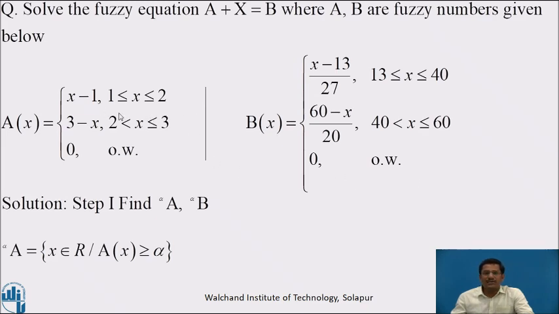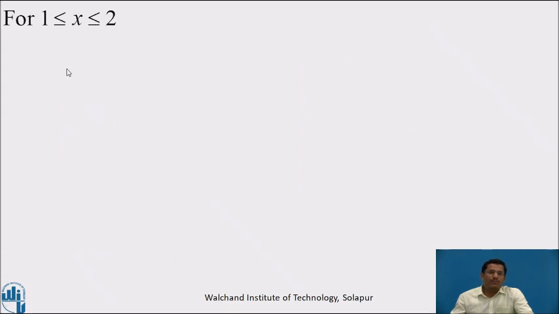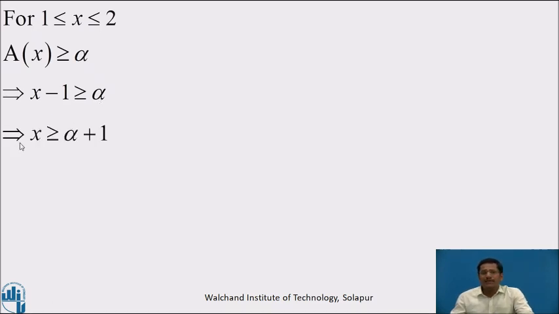Now the first range for the fuzzy number A is from 1 to 2. In this range, we want the condition A of x greater than or equal to alpha. In this range, A of x is defined as x minus 1 greater than or equal to alpha. Now solving this for x, we get x greater than or equal to alpha plus 1. Now the next range for the fuzzy number A is 2 less than x less than or equal to 3.